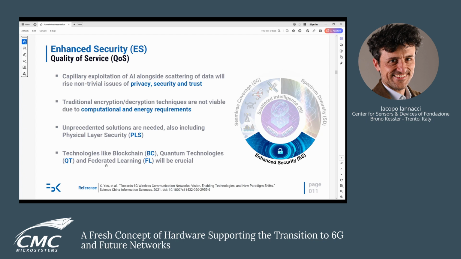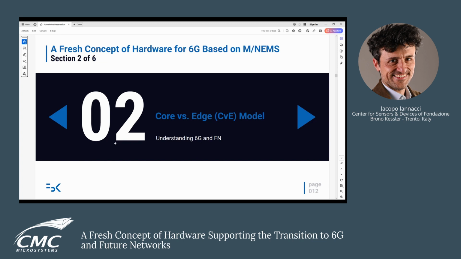Finally, putting together all this discussion and recalling AI and the distribution of data and of intelligence to the edge, there will be a lot of concerns in terms of security. So ensuring security and trustability of data will be crucial. And for this, there will be the need of new technologies, ensuring, for example, security at the physical layer, so embedded in the hardware. And also there are some emerging technologies which can be suitable to improve the aspect of security, like federated learning for training of AI, blockchain, and quantum technologies.